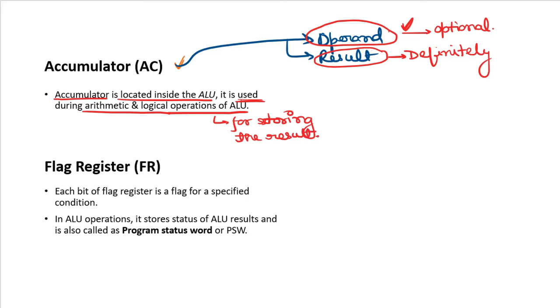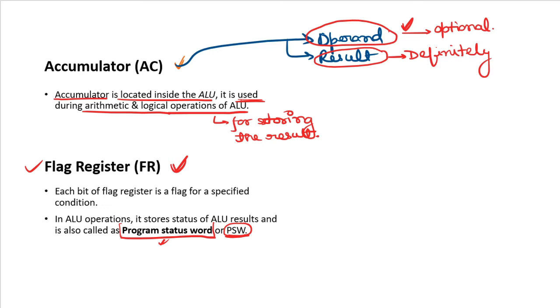Okay, there is one more register that is present in the ALU. What is that? Right, the flag register. We also say flag register to be the program status word. There is another name for the flag register, which is program status word. You can also see this name instead of flag register. It is represented in short as PSW. Now, what is PSW?